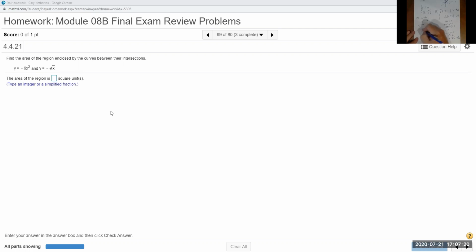So when x is 0, y is 0. When x is 1, y is negative 6. How about when x is negative 1, y is negative 6. X is 2, negative 24. So that's this first one. The second function is y equals negative square root of x.